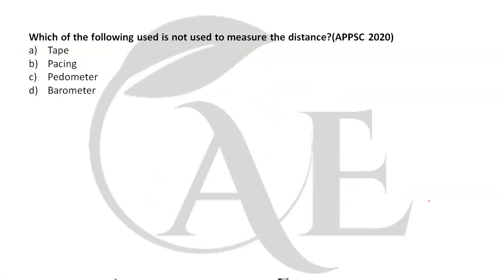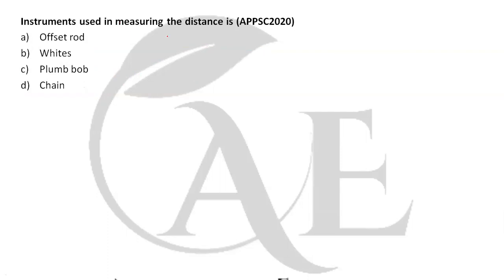Next question. Which of the following is not used to measure distance? Tape is used for measurement, pacing is also used, and pedometer is also used. So this one we cannot use to measure distance. Barometer is the correct answer here. Next question. Instruments used in measuring distance. We cannot use the offset rod, weights and plumb bob. We can use the chain to measure distance. So option D is the correct answer here.